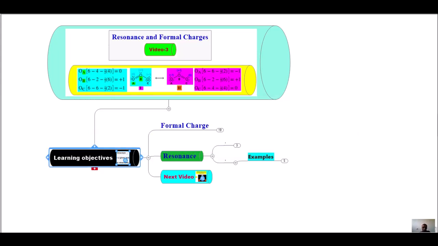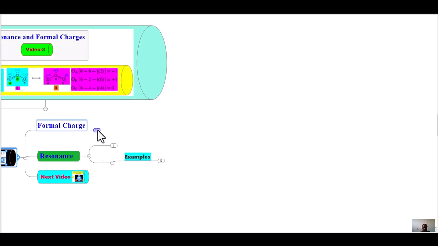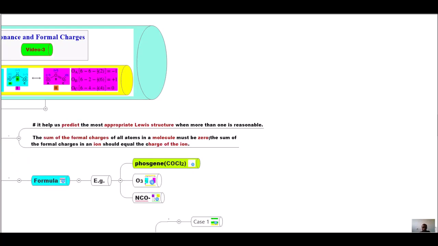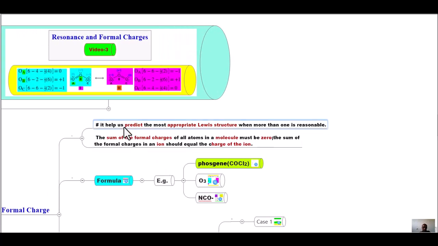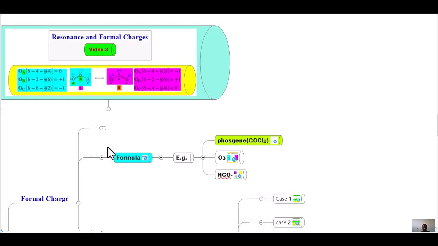Let me move to the formal charge. Formal charge is a charge of an atom or an ion in a given molecule, and it helps us to predict the most appropriate Lewis structure when more than one is reasonable. The sum of the formal charges of all atoms in a neutral molecule must equal 0, and the sum of the formal charges in an ion should equal the charge of the ion. And how can we calculate the formal charge?